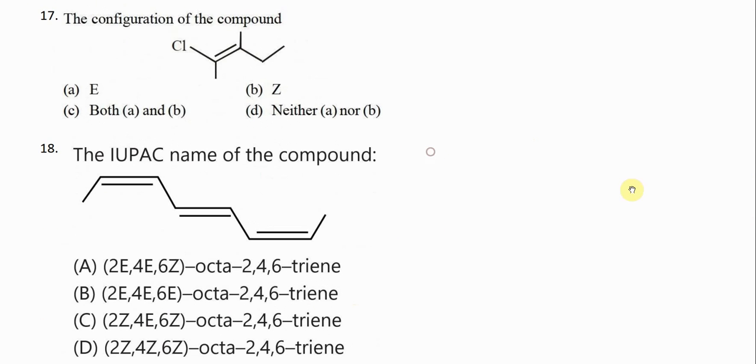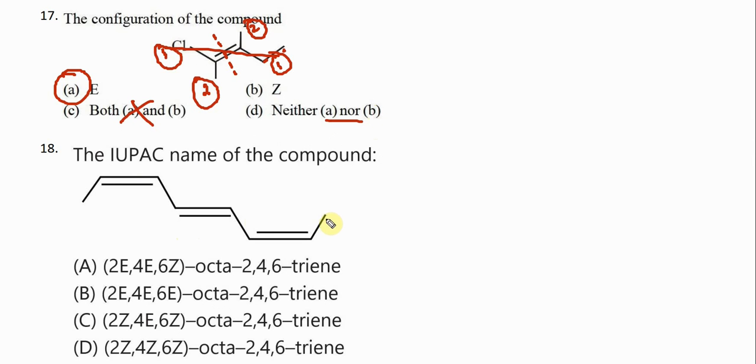Okay, 17. The configuration of the compound is, so we go here, we break the double bond here. On this side we are going to assign priority. Priority 1 chlorine, priority 2 carbon. Going here, ethyl is priority 1, methyl is priority 2. Priority 1 and priority 2 are opposite. So this is going to be E. So 17 is alpha. Neither A nor B will come when there is no geometrical isomerism.